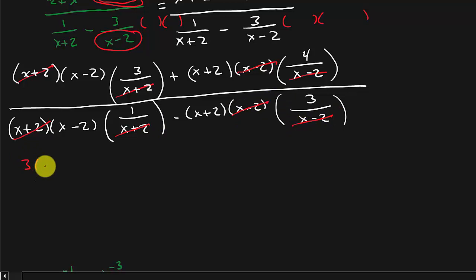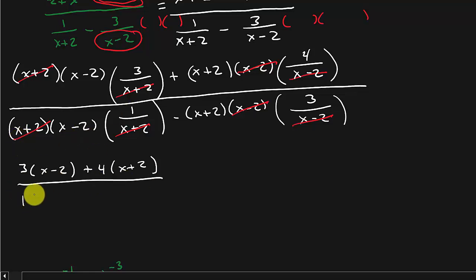So we're left with 3 times x minus 2 plus 4 times x plus 2 over, and that's going to be 1 times x minus 2 minus, and then 3 times x plus 2. See the 3 times x minus 2, the 4 times x plus 2, the 1 times x minus 2, and the 3 times x plus 2. And then I'm just going to clear parentheses and combine like terms.